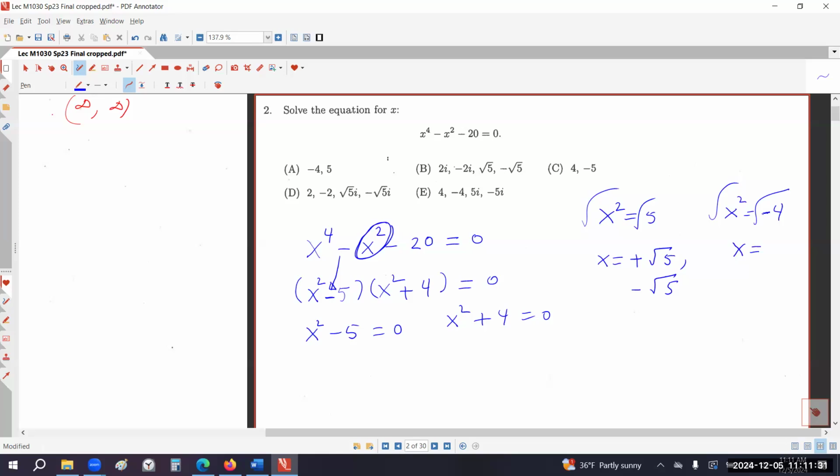Anytime we have a negative under the square root, we always get something imaginary, not real. So it's plus 2i, minus 2i. So the answer is B: plus 2i, minus 2i, plus root 5, minus root 5. And one of these, every type of question, you'll see in the final exam. So definitely one of these.